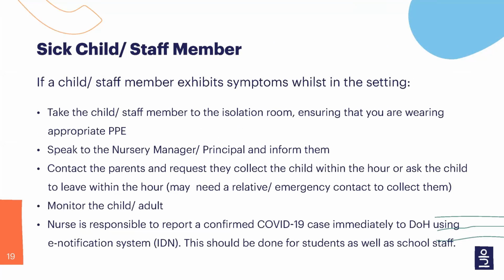If a child or staff member exhibits symptoms whilst they're in the setting, it's important that they are taken to the isolation room and make sure that whoever's with them is wearing the appropriate PPE. It's important then that the nursery manager, principal or leader is informed and that the parents are contacted to collect their children within the hour, or ask the staff member to leave with them. The child or adult then needs to be monitored until they are collected and taken home. And the nurse is responsible to report a confirmed COVID case to the relevant authority using the e-notification system. This should be done for students as well as staff.